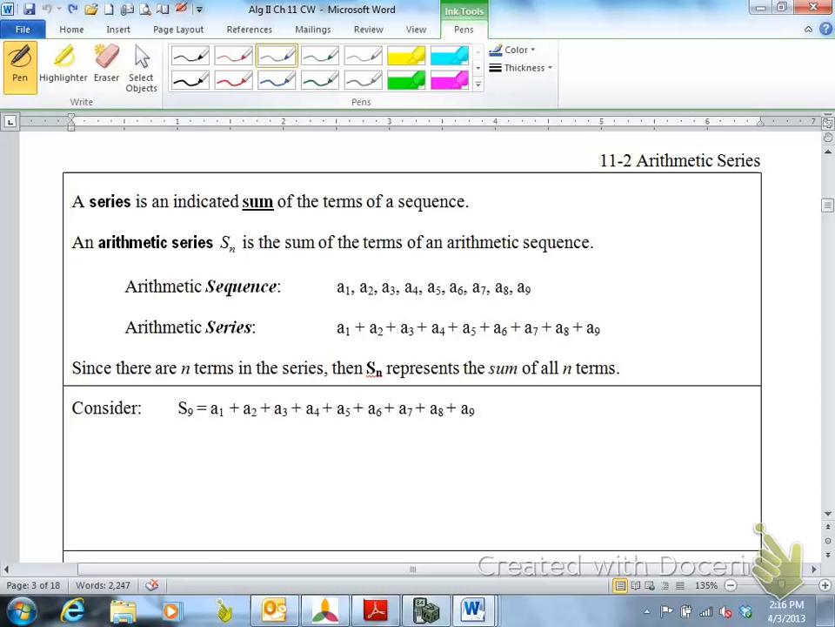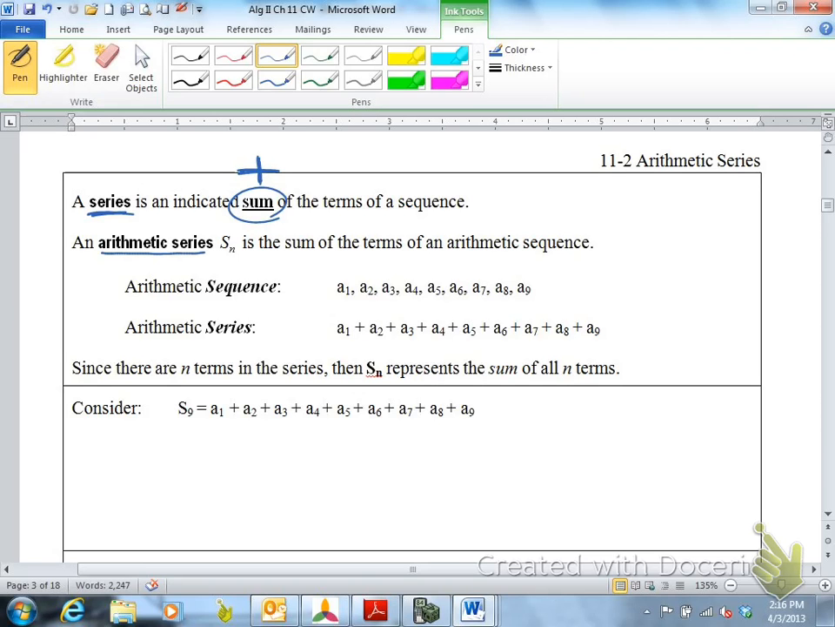So in this section, we're talking about arithmetic series. Yesterday, we talked about arithmetic sequences. So it's important that you know the vocabulary and the difference between a sequence and a series. Series indicates a sum. So anytime you have the word series, it means you should be adding a bunch of terms. So series means add all the terms.